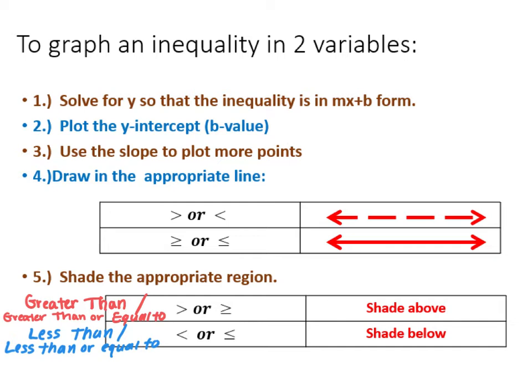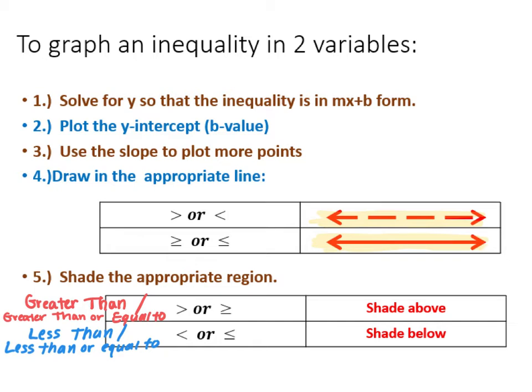And then this is the part that varies. Then you're going to draw in the appropriate line. So if you have a greater than or less than symbol, you're going to draw a dashed line. And if you have a greater than or equal to or less than or equal to symbol, you're going to draw a solid line. Lastly, you have to shade the appropriate region.